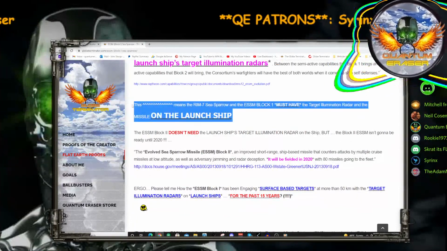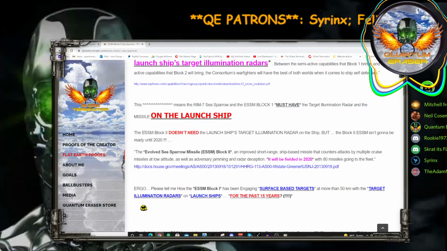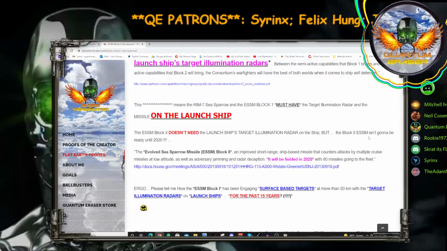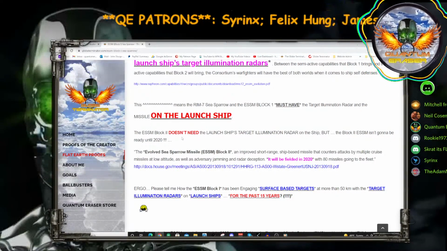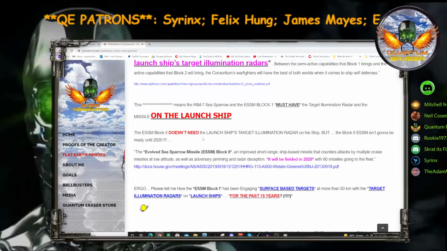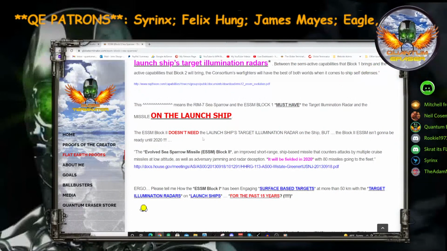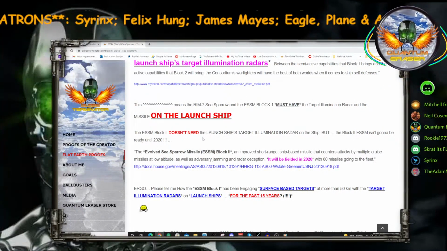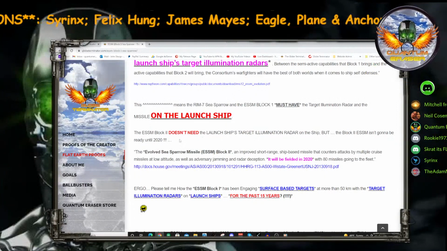I explained that right here. The ESSM Block 1 doesn't need the launch ship's target illumination radar on the ship, but the Block 2 ESSM isn't going to be ready until 2020. Like I said, I went searching a little bit yesterday and today. All I saw were short little updates, rate limiting production, something to that effect, and still engineering it. They'll get it squared away.